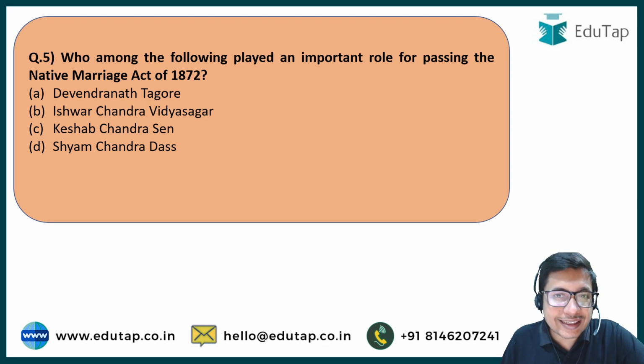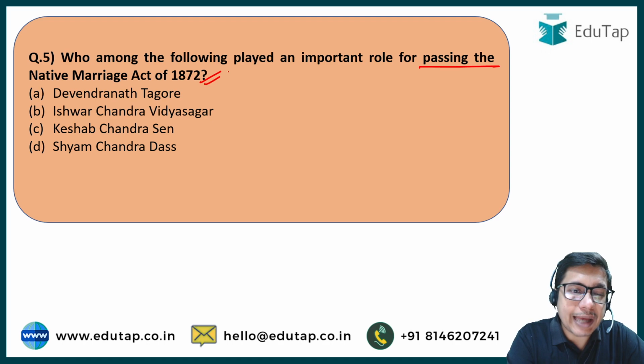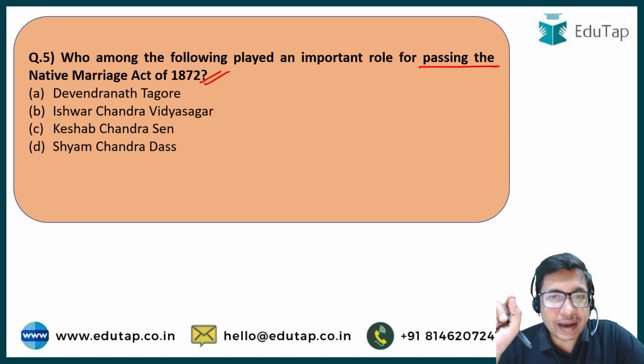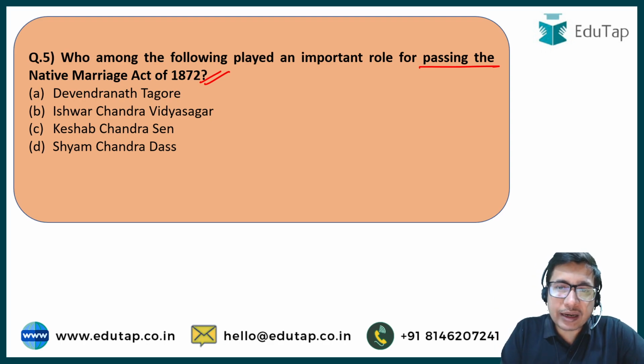It was a very important legislation passed by the Britishers. Who among the following played a very important role for passing the Native Marriage Act of 1872? This Native Marriage Act is nowadays also known as the Indian Christian Marriage Act. This act basically delineates the procedure that has to be followed by people who profess Christianity but belong to the Indian subcontinent. So options are Devendranath Tagore, Ishwar Chandra Vidyasagar, Keshav Chandra Sen, and Shyam Chandra Das. These are the 4 options.